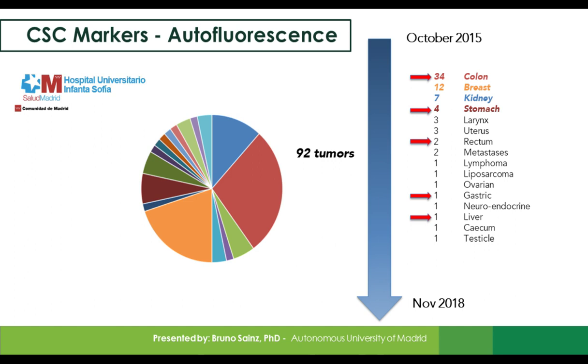Interestingly, our ability to detect autofluorescent cancer stem cells is primarily restricted to tumors of the gastrointestinal tract, for example, colon, pancreas, stomach, rectum, gastric, and liver cancers. So this also highlights the fact that perhaps this cancer stem cell marker, autofluorescence, may be something unique to gastrointestinal tumors.